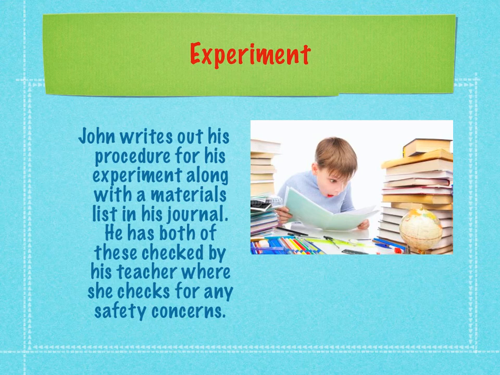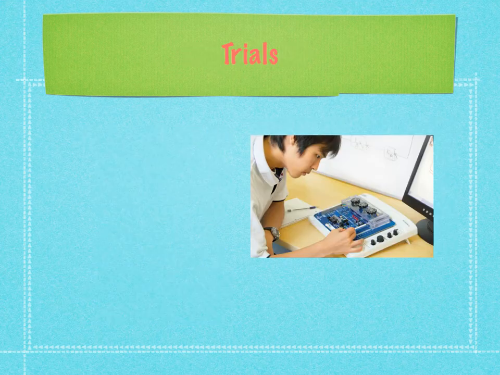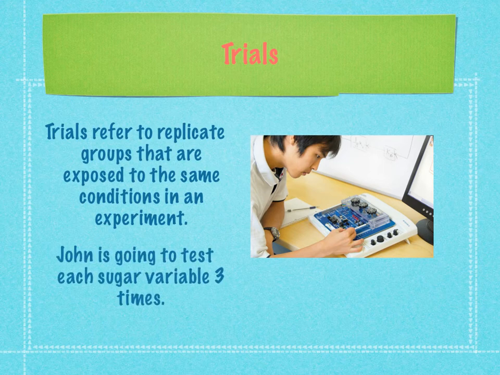John writes out his procedure for his experiment along with the materials in his composition notebook or journal, and that's exactly the same thing that you'll be doing. Then you will bring these to me and I will check them and discuss any safety concerns that I may have. Your trials, as I previously mentioned, are crucial. You need to carry out the experiment a minimum of 3 times, and this is to ensure that each time you're collecting data to give yourself an average.